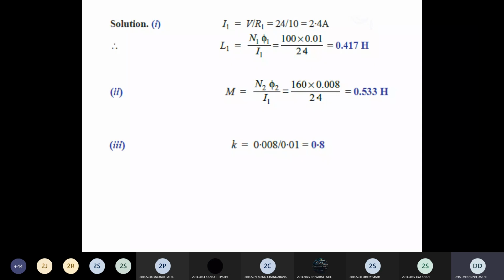Self-inductance in coil number 2, L2. Now you have applied the equation of mutual inductance, M is equal to K square root of L1 and L2. Because you already know K, you already find out M and L1. So you get the value of L2, self-inductance in coil number 2. Give me the answer, L2.